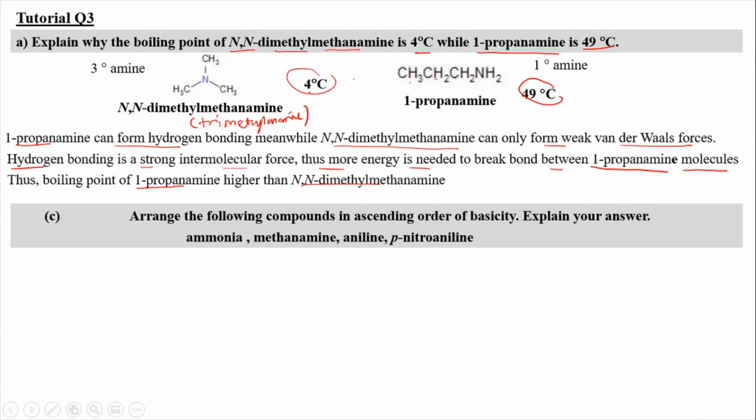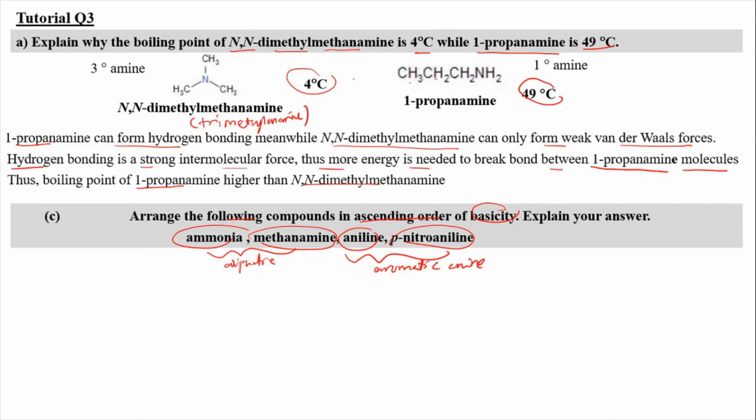Okay. Now we're going to look into question 3C here. So for question 3C, we have to arrange the following compounds in ascending order of basicity. So we have to explain the answer. So we have ammonia, we have methylamine, we have aniline, and also p-nitroaniline. Okay, so these two here are aliphatic amines. This one here is an aromatic amine.